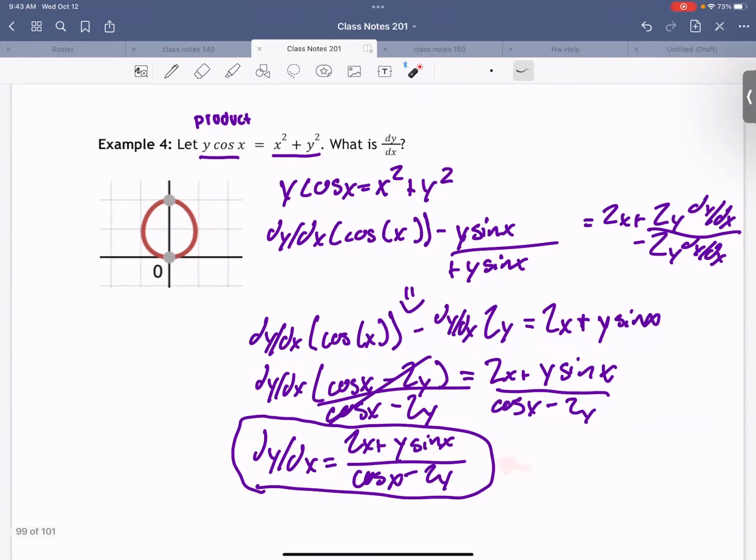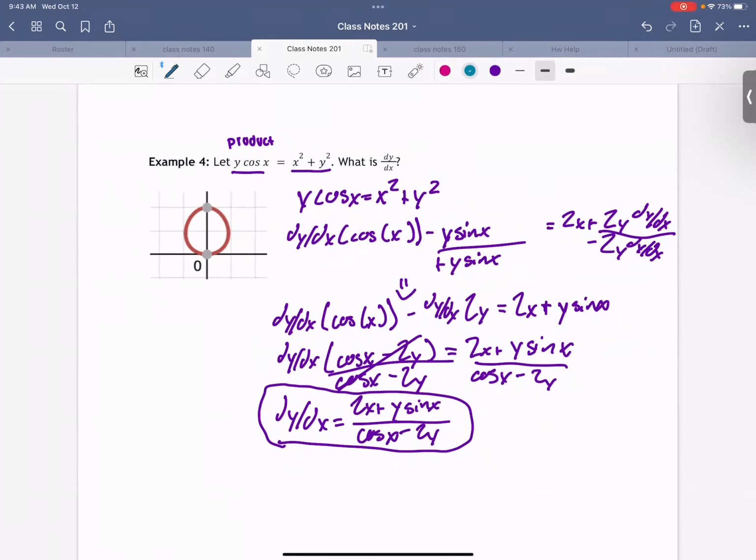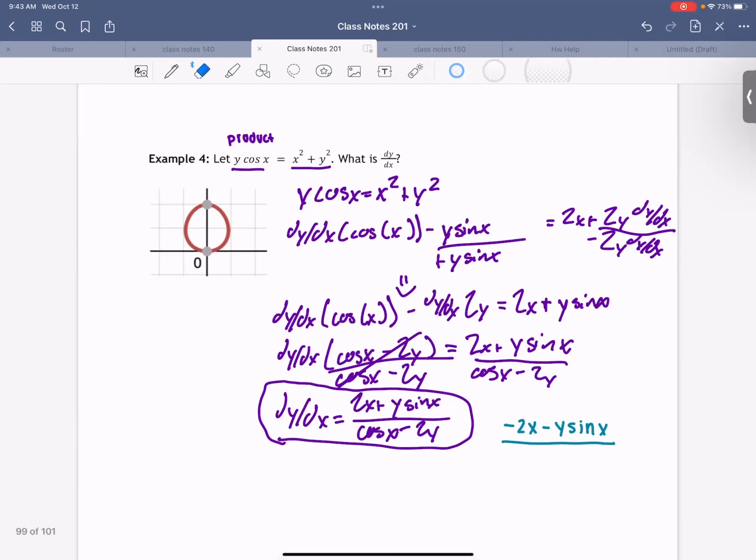We got here. One thing I want to say about this, if you got, for example, I think I saw someone get this answer, negative 2x minus y sine x. Oh, is it cosine? Oh, I think it might be sine, right? And then on the bottom, someone got 2y minus cosine x. This would also be correct. You just did the steps in a different way. If you factor out a -1 from the top and on the bottom, you would get the answer in purple.